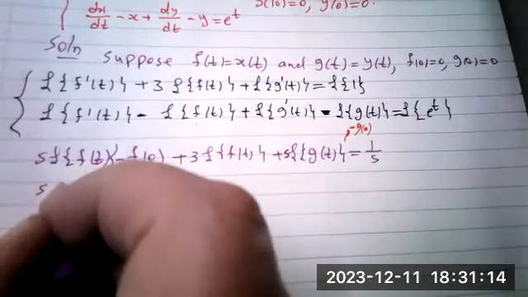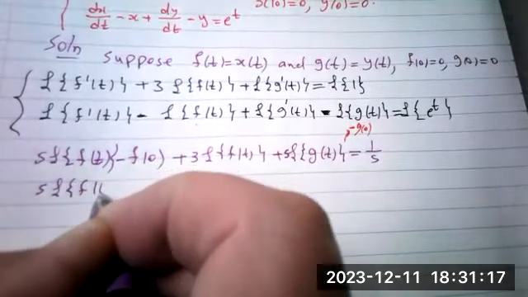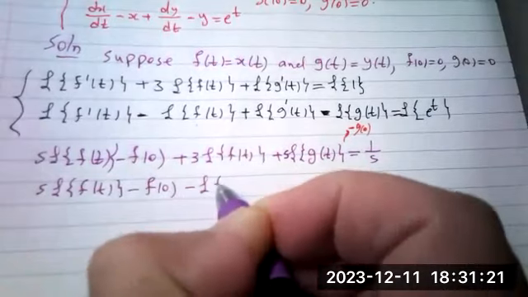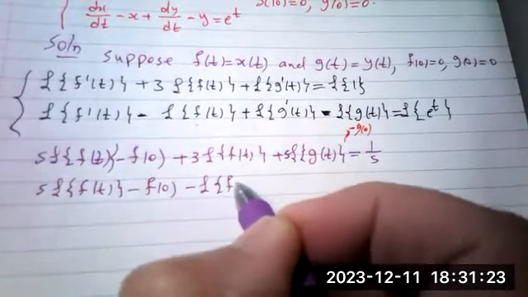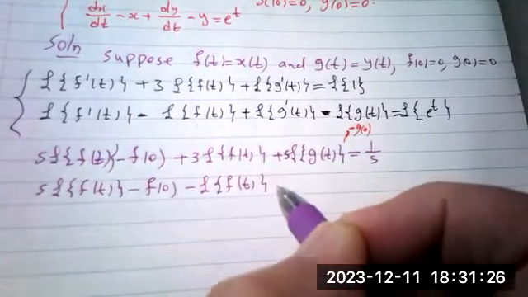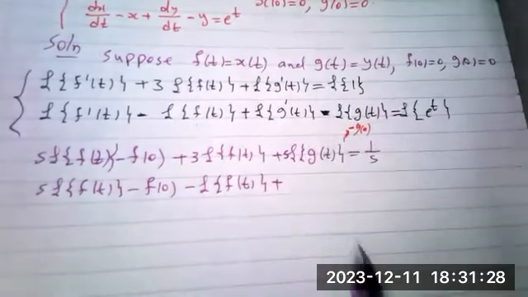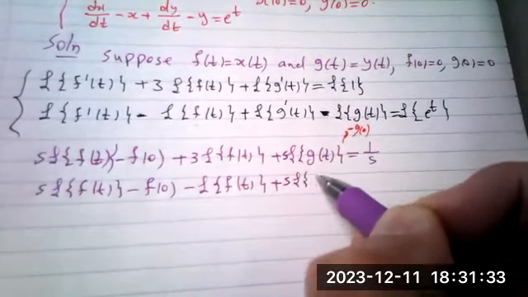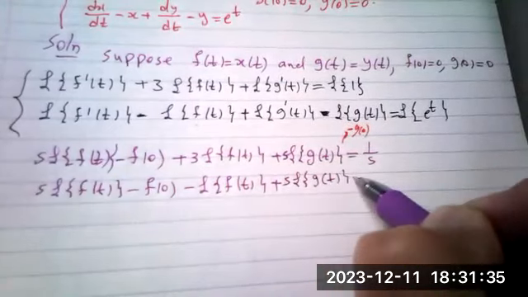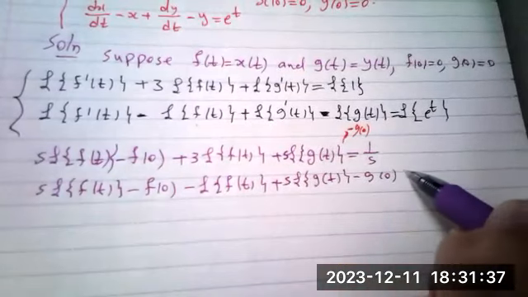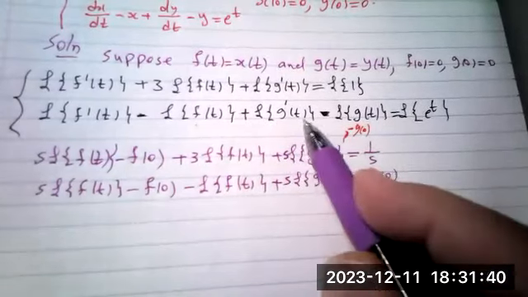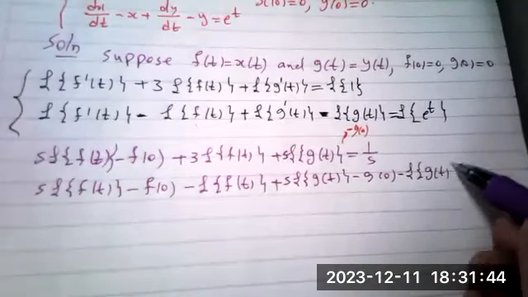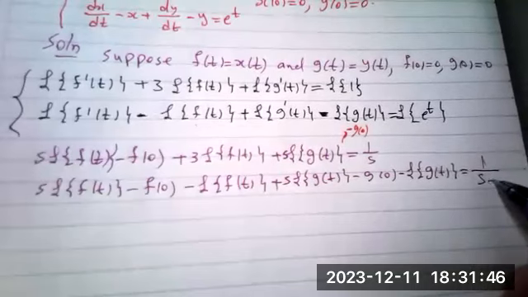Now do the same thing to the bottom one. s Laplace of f of t minus f of 0, minus the Laplace of f of t, plus, again, we have to switch this one into s Laplace of g of t minus g of 0, minus Laplace of g of t, and it is equal to 1 over s minus 1.